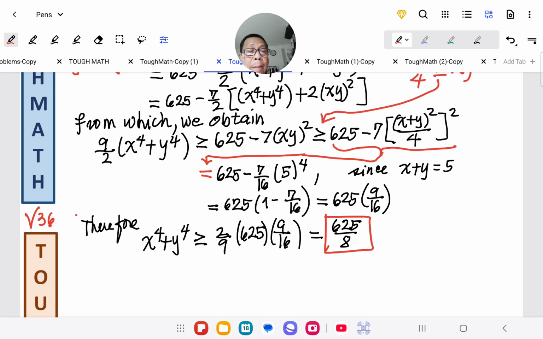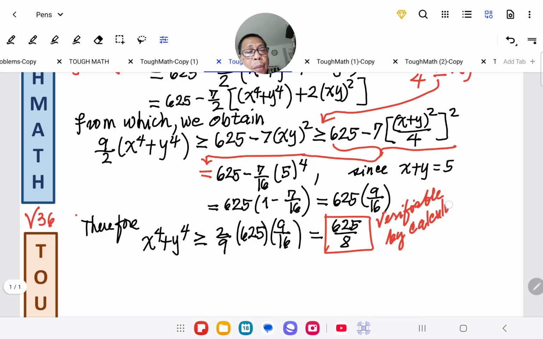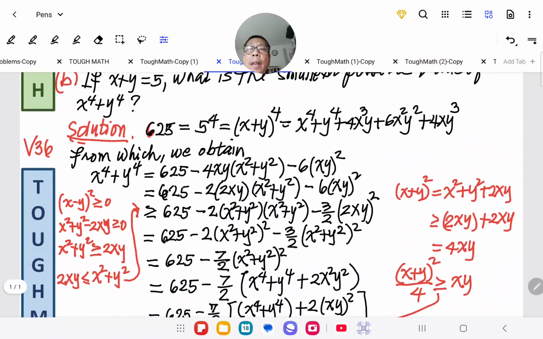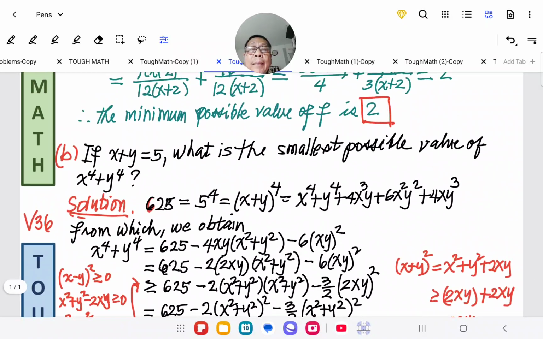By the way, these two results, the first one and the second one, are verifiable by calculus. When you use maximum and minimum ideas from calculus, you will be able to show that our answers agree with the answers using calculus.